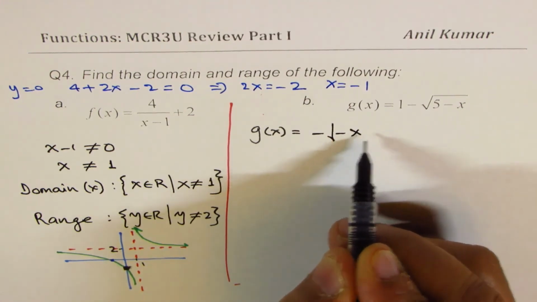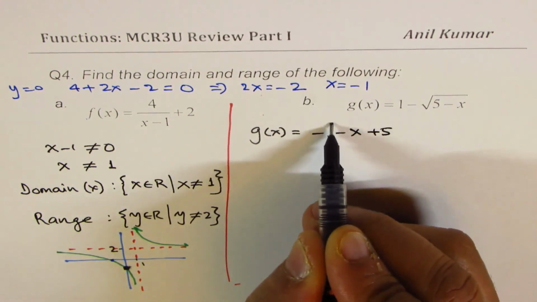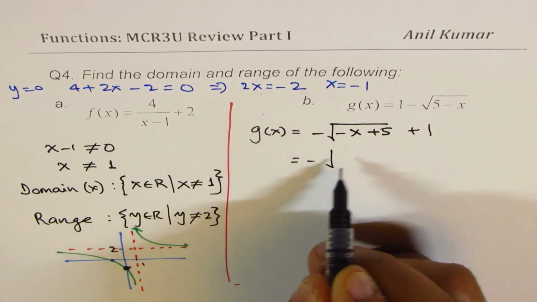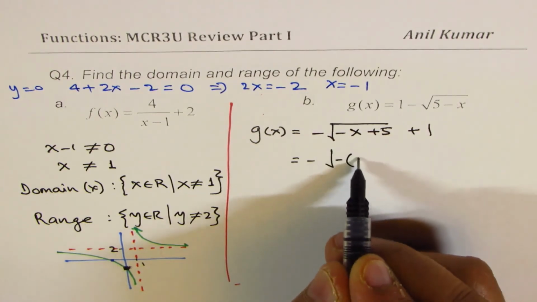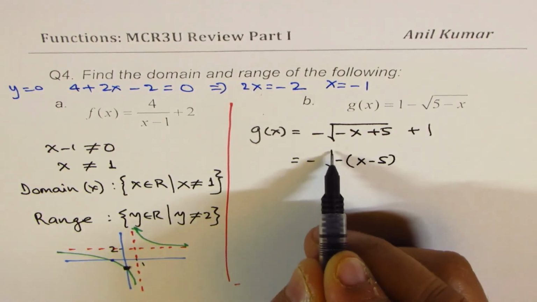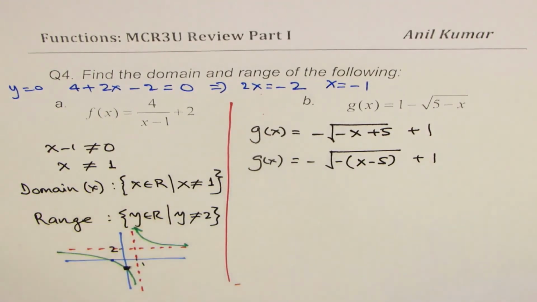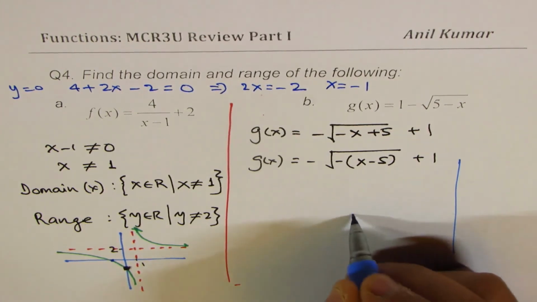Let's write the x term first, plus 1. This is a familiar way. You should factor out this negative 1. Then you get x minus 5 within the square root, plus 1. Now that helps you to really understand and sketch the function. So now let me sketch this function quickly.